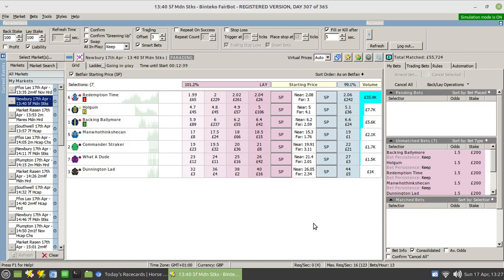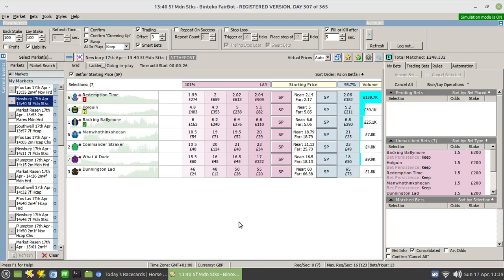Okay, so what we're going to do, I'm going to skip ahead. We'll let this race go in running and see how we get on. Okay, we're back again, and this race is about to start. 5 furlongs, so it should only take 60 seconds or so. Keeping in mind that we've laid for 1.5, so we need 2 runners to be matched at those odds.